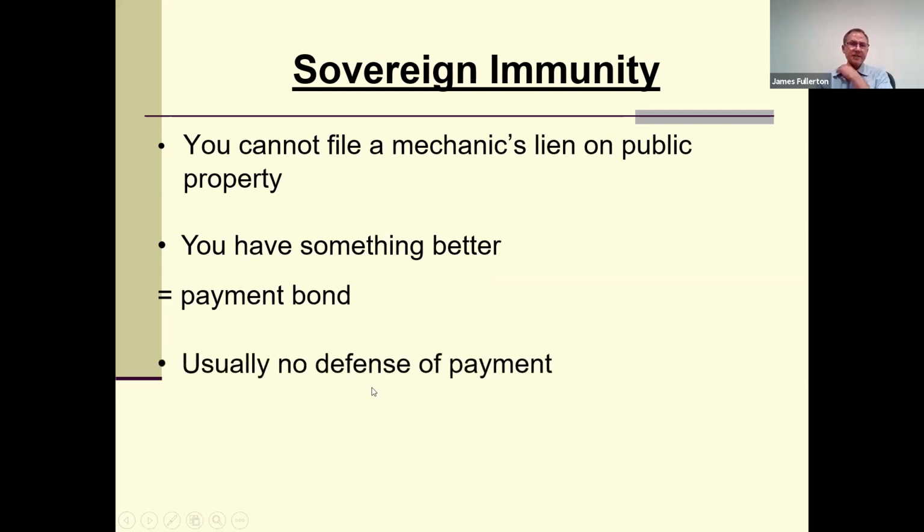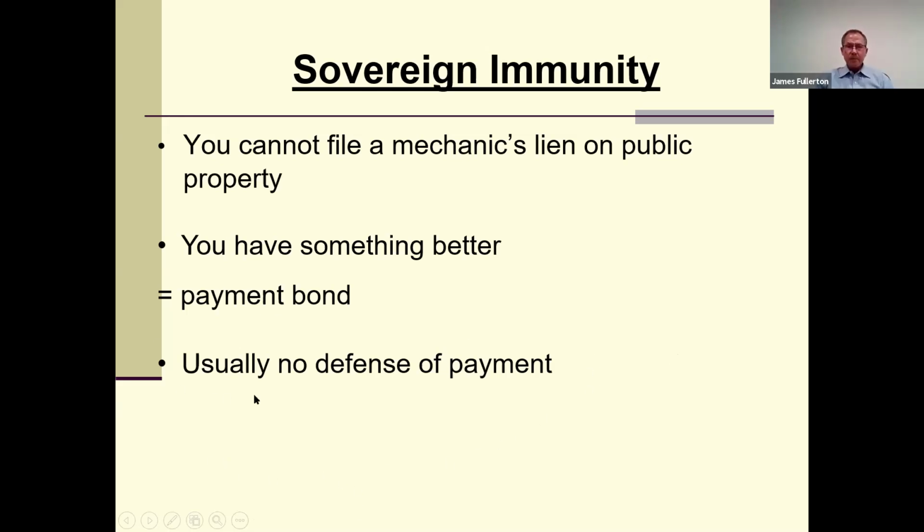There's usually no defense of payment on a payment bond. You'll remember from our mechanics lien lecture that most mechanics lien statutes, including Virginia and the District of Columbia, once the owner pays in full for the project, nobody's going to be able to enforce a mechanics lien against the property. The owner has a defense. The defense is, I have paid all I was obligated to pay. There's no double jeopardy. You cannot make an owner pay twice.